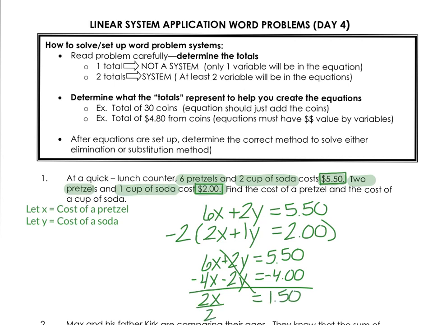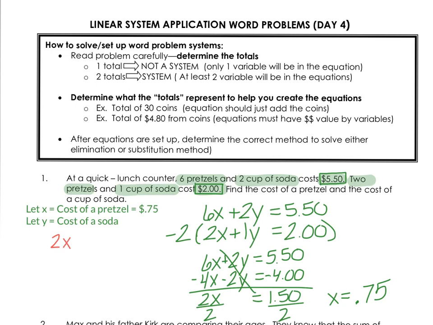And then I divide both sides by 2. And that'll give me my x equals 0.75, so 75 cents. So when I go over to my let statements, I can write that next to the x. And now that I know what the x is, I'm going to come over to the left side just because that's where I have some space to sub in to one of the equations to solve for the y.